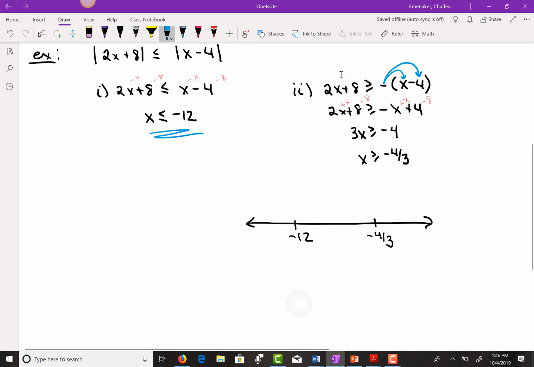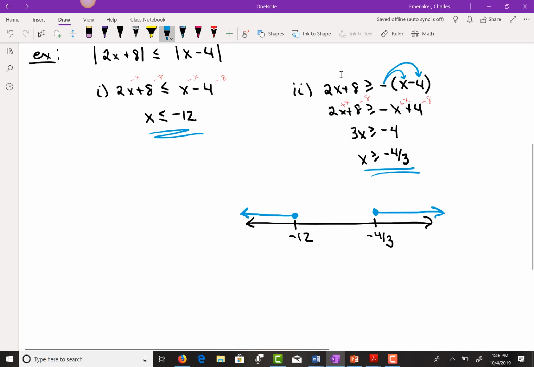But you're allowed to equal it too, so I'm going to use a solid dot there and go in a direction that's smaller. Be careful. Negative 11 is bigger than negative 12. Sometimes people get that mixed up. Then over here, we want to be at negative 4/3 or bigger, greater than. So we can start at negative 4/3 because it's greater than or equal to, and go that way. Everybody good?